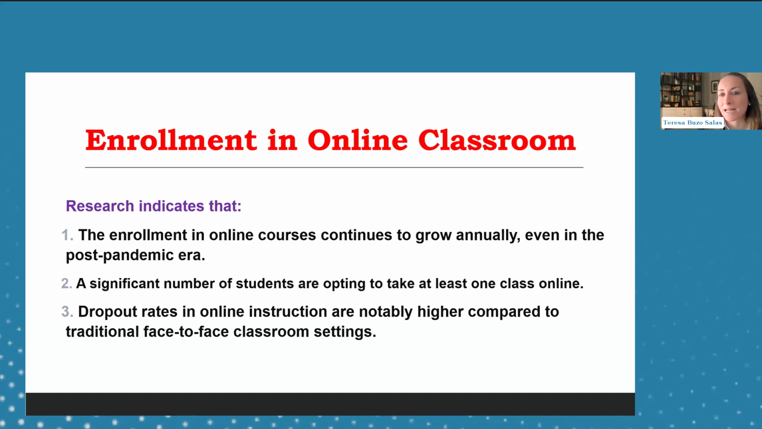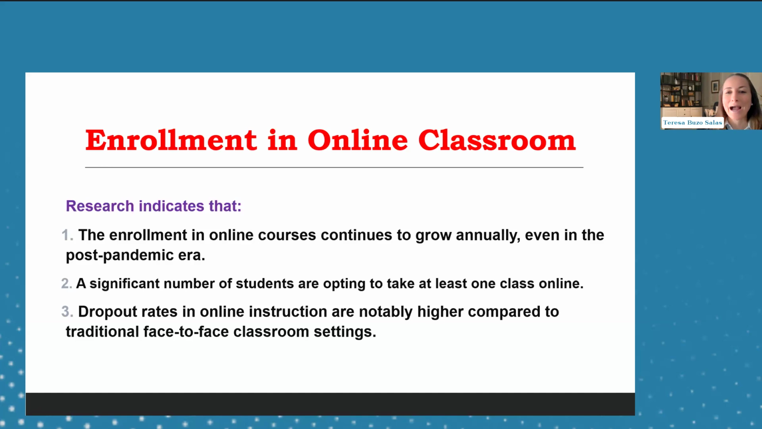For example, I teach Spanish, and in my elementary Spanish class, usually about 5% of students decide to drop the class in the face-to-face setting. But in the online version of the exact same class, the percentage is usually around 30, 40, and even 50%. So why is that happening?